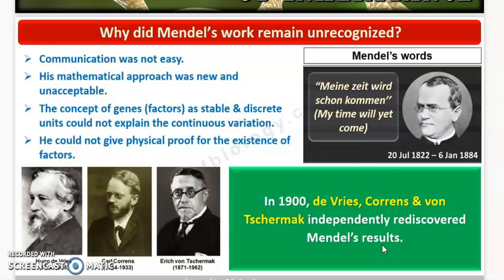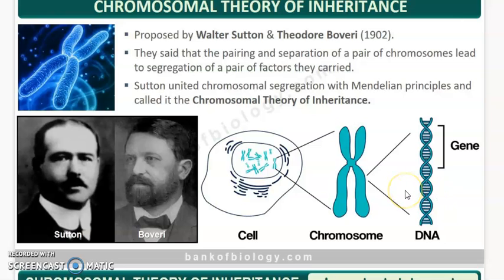And by about 1902, the chromosome movement during meiosis had been worked out. So by 1900 they started independently rediscovering Mendel's results, and by 1902 scientists had studied the chromosome movement during meiosis and worked it out.